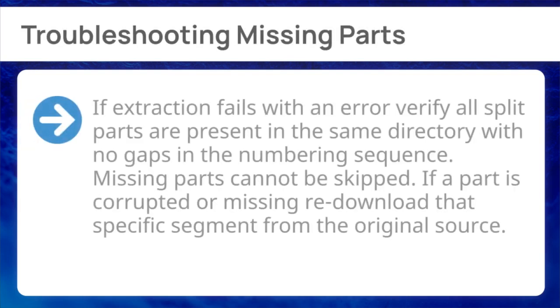Finally, troubleshooting missing parts. If extraction fails with an error, verify all split parts are present in the same directory, with no gaps in the numbering sequence. Missing parts cannot be skipped. If a part is corrupted or missing, re-download that specific segment from the original source.